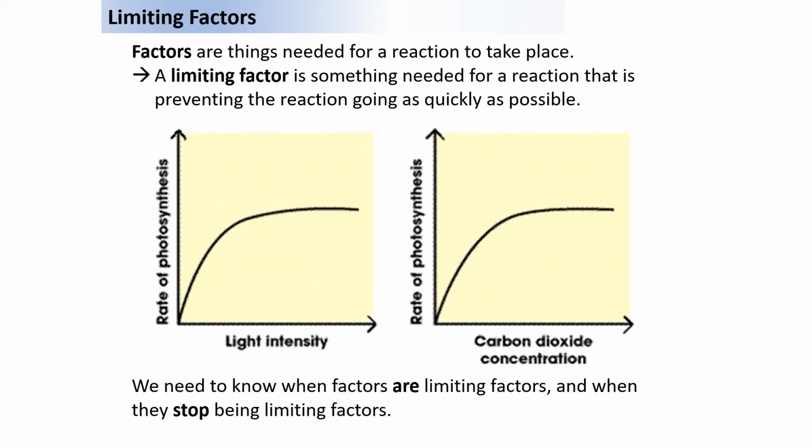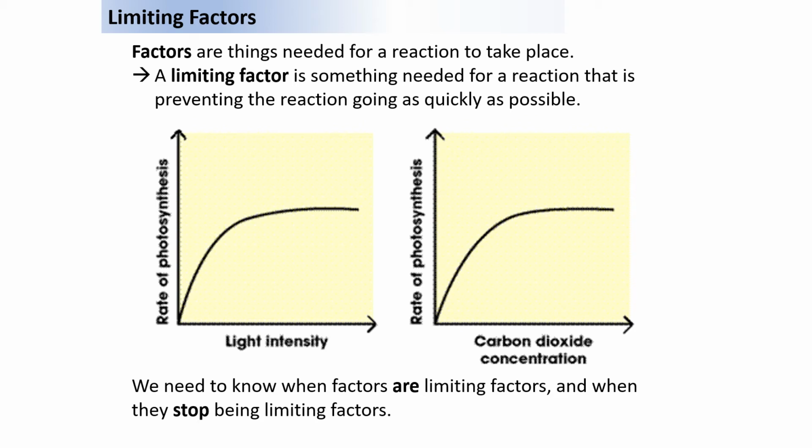The second graph is the same. As carbon dioxide concentration increases, the rate of photosynthesis increases until a certain point. After that, the curve starts to flatten. The reason is, even if you increase the carbon dioxide concentration, the rate of photosynthesis will not increase. Therefore, we can say carbon dioxide concentration is not a limiting factor anymore.